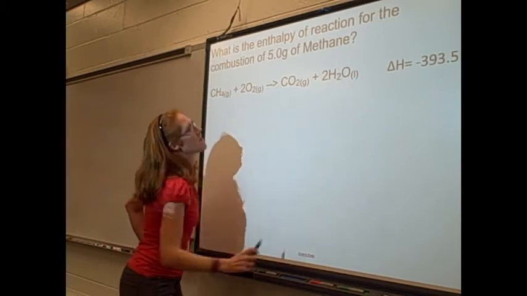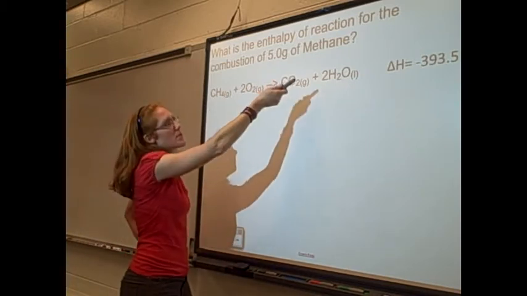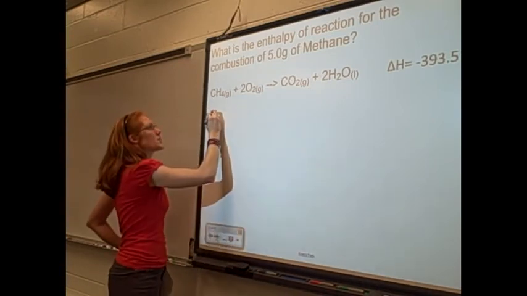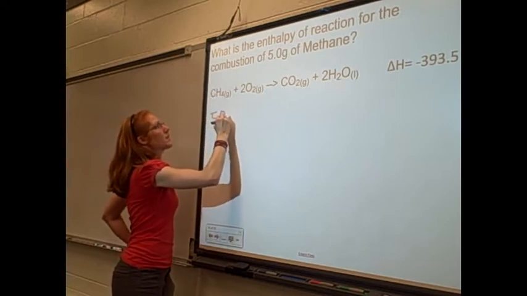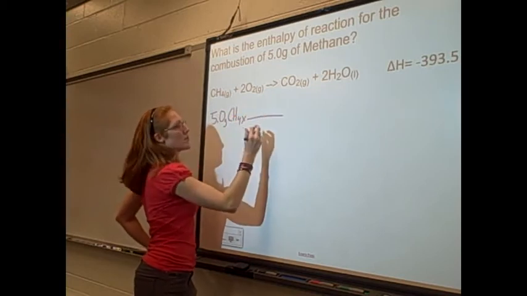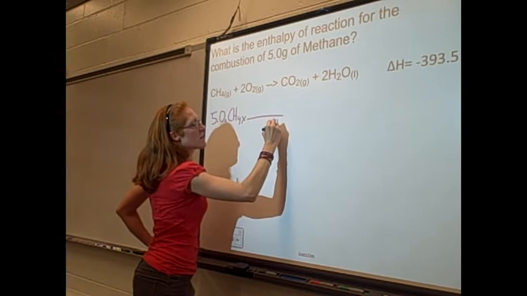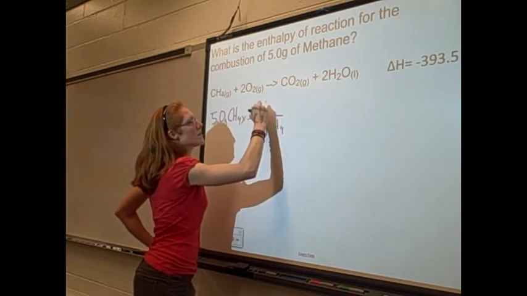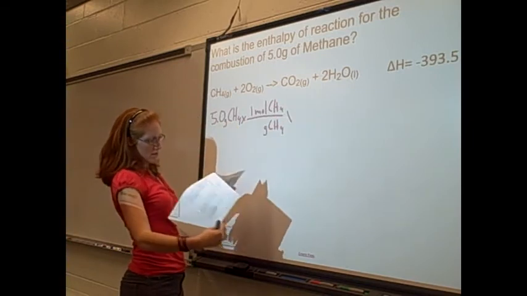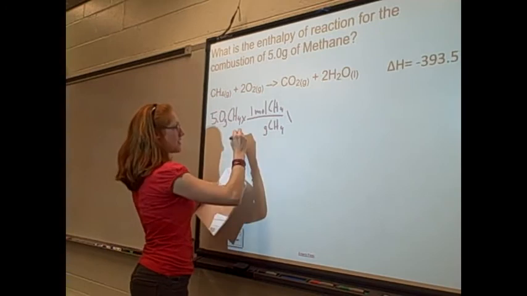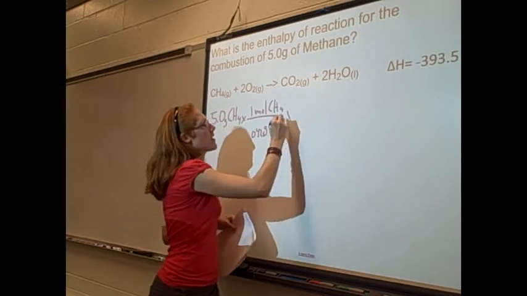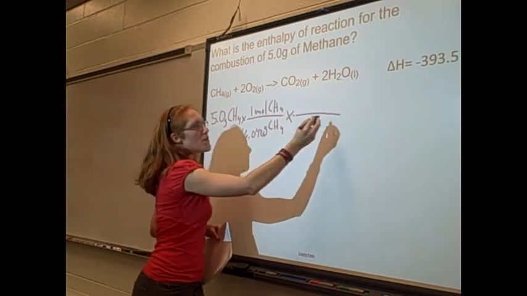So here's an example. I'm going to combust 5 grams of methane, and I want to see how many kilojoules of heat are given off during that time. So I start with my 5 grams of methane, CH4, and I know I'm going to have to put grams on the bottom, grams of CH4. I'm converting it to moles, and I know that if I have 1 mole of methane, I'm going to have 16.0426 grams of methane.